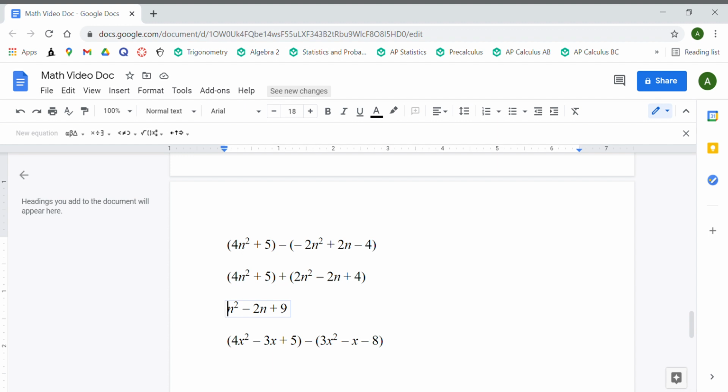Okay? Alright, so now we just need to combine the n squared terms. So it's going to be 4n squared plus 2n squared, which equals 6n squared. So 6n squared minus 2n plus 9. That is our answer. Pretty simple.